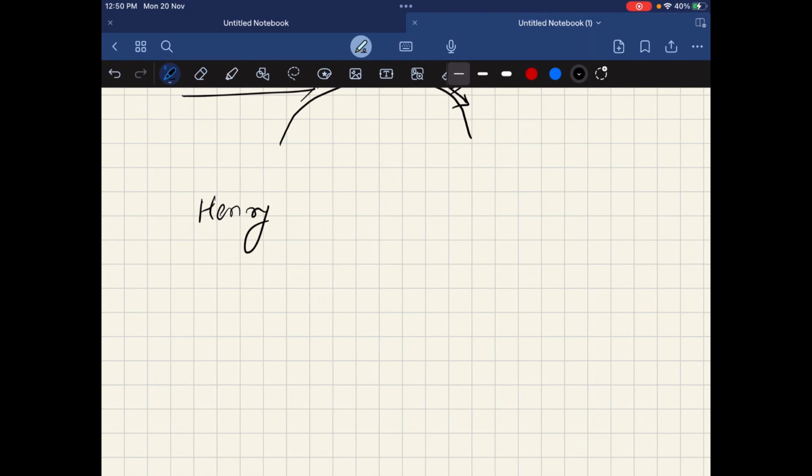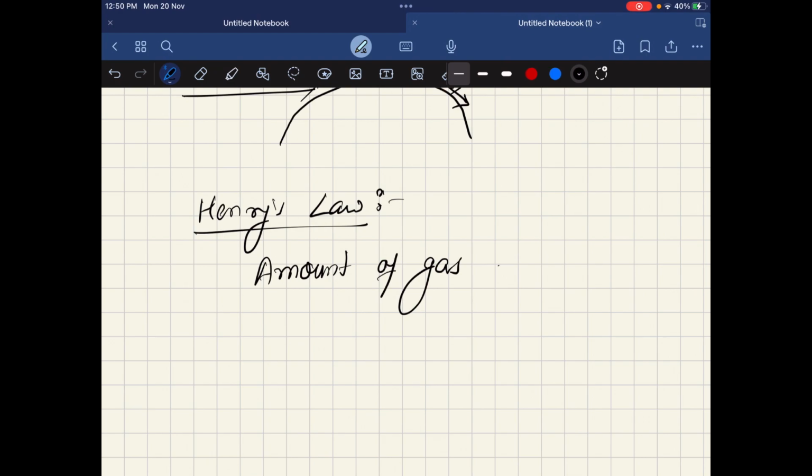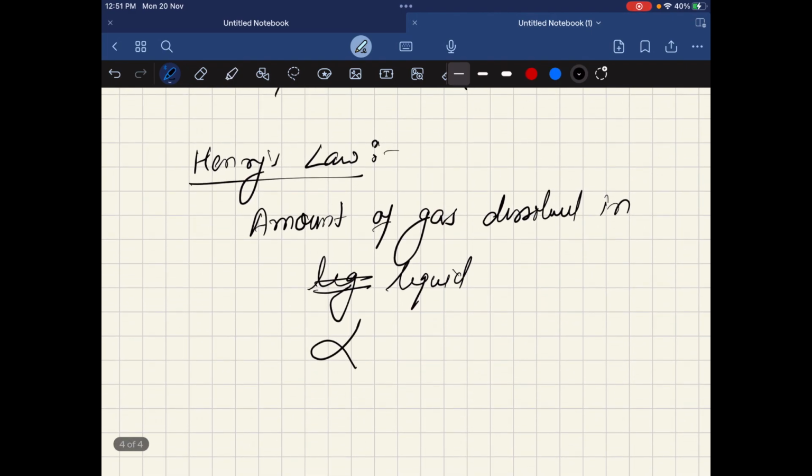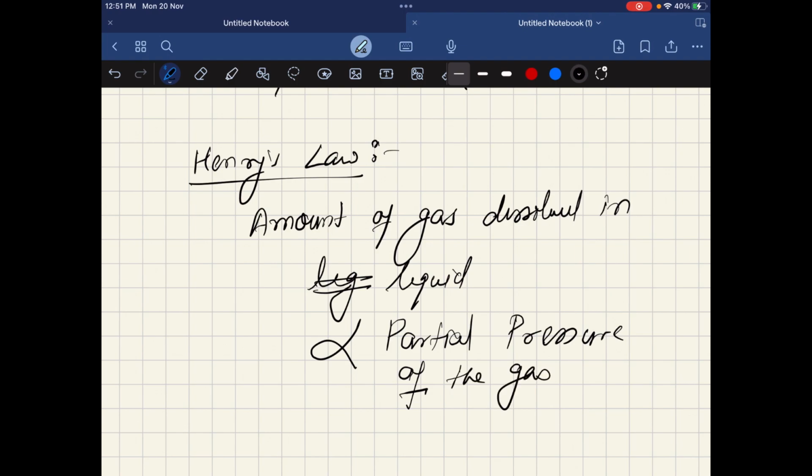Another law to be discussed here is Henry's law, which says that the amount of a gas dissolved in the liquid is directly proportional to the partial pressure of the gas which is in equilibrium with the liquid at the time.